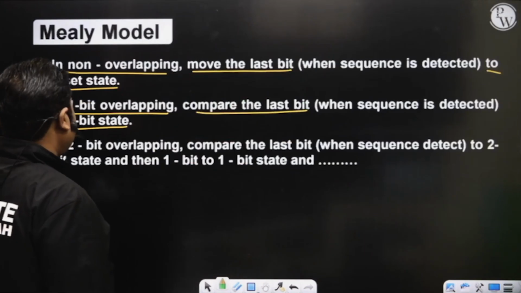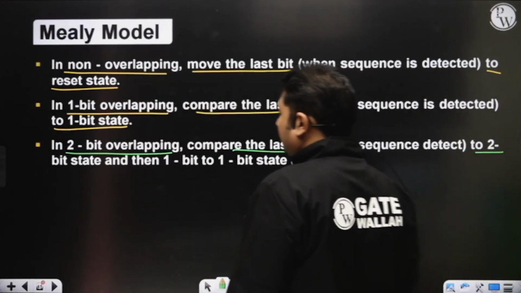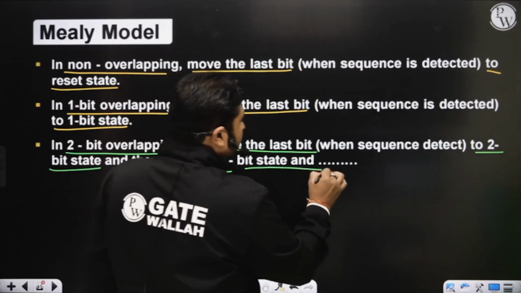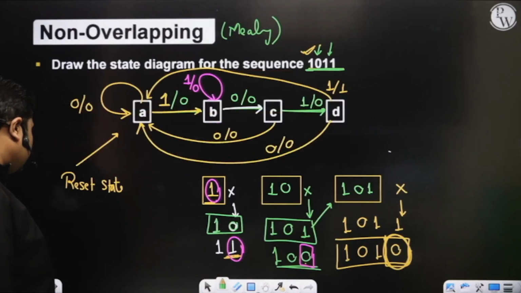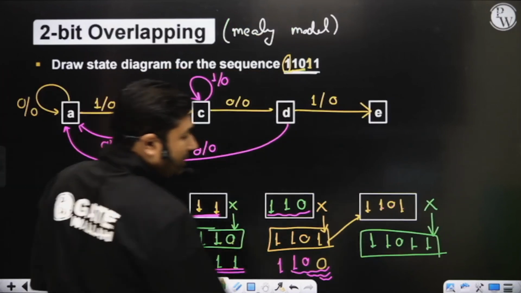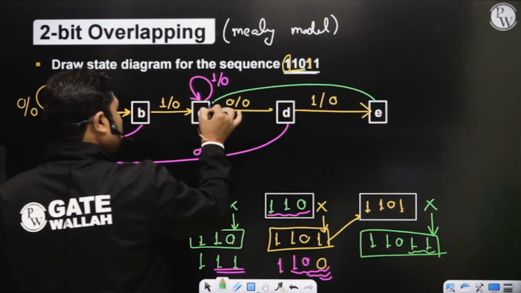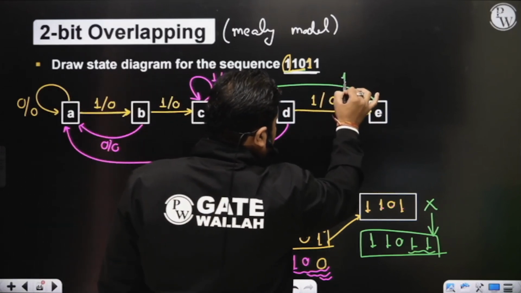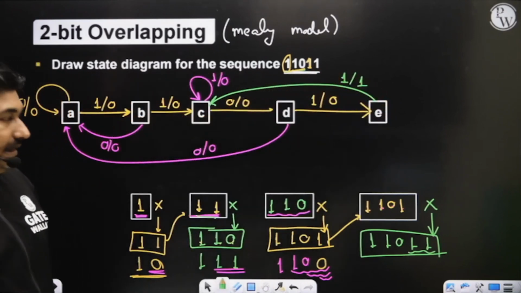So in case of 2-bit overlapping, compare the last 2 bits to the 2-bit state. If it matches, come to the 2-bit state. Otherwise, compare the last 1 bit to the 1-bit state. If it matches, come to that particular state. Is it okay? Yes, sir. So now please observe here. This is your 2-bit overlapping. Compare the last 2 bits with the 2-bit state. It is matching, so come to the 2-bit state. The C state is your 2-bit state. So when input X is equal to 1, output is 1 because all the sequence got detected.